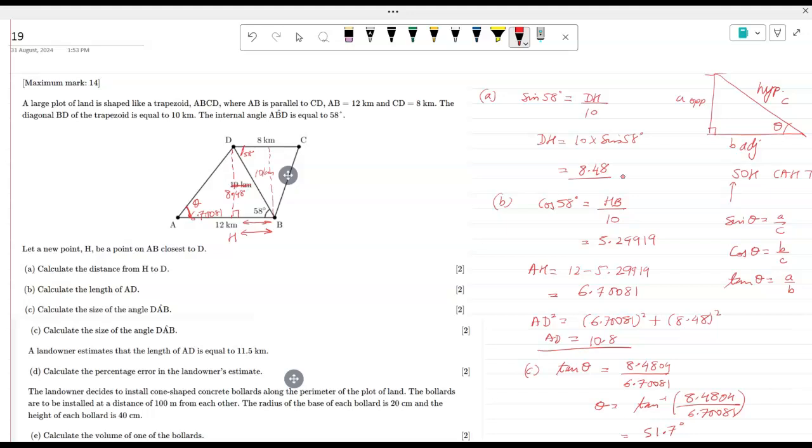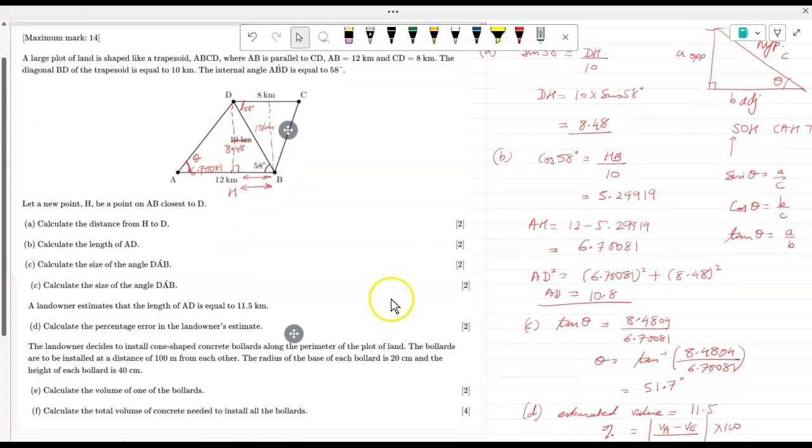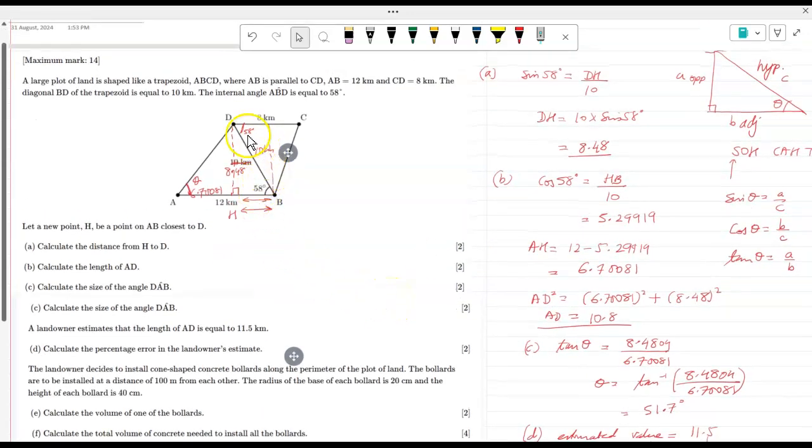They haven't mentioned it anywhere, so we have to assume it. I'm assuming this is isosceles, so if this is 10, this will also be 10. How much did we get your AD as? 10.8. Correct? So what will the perimeter be?